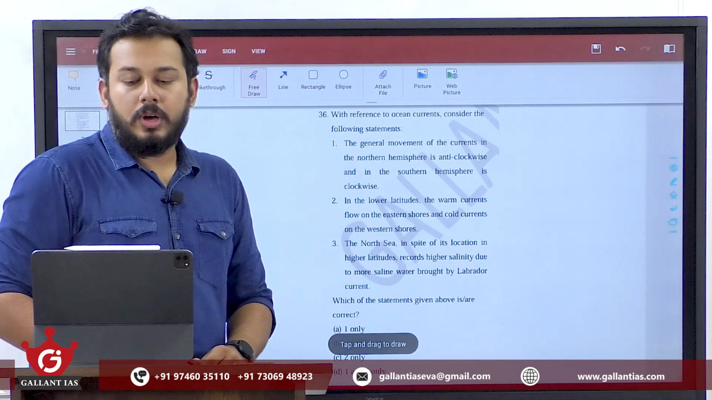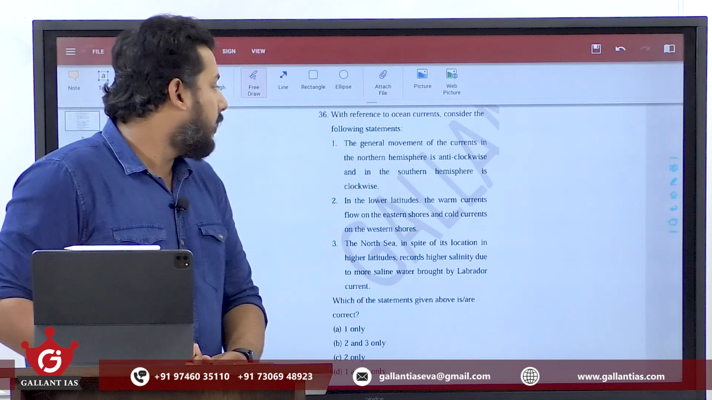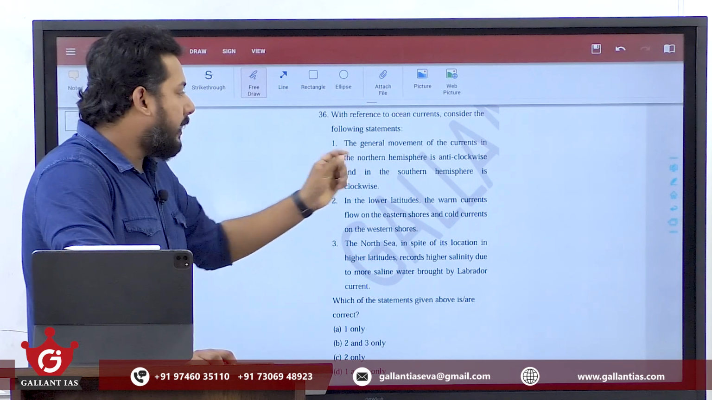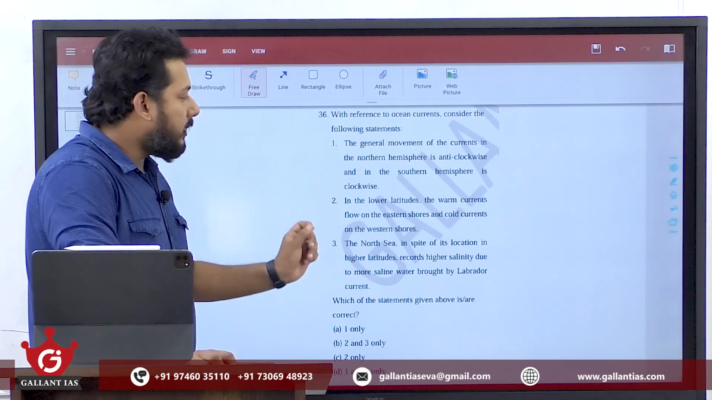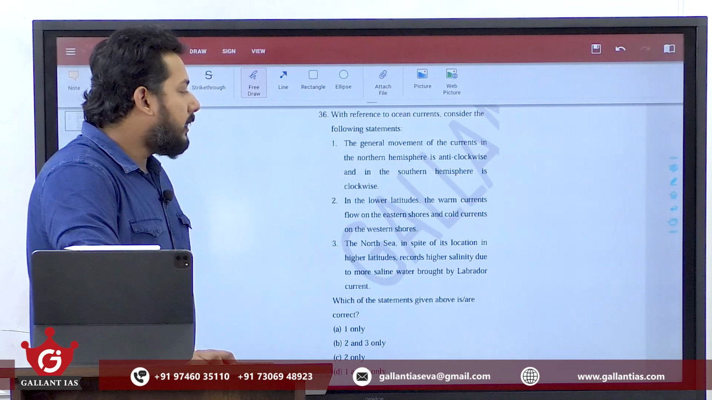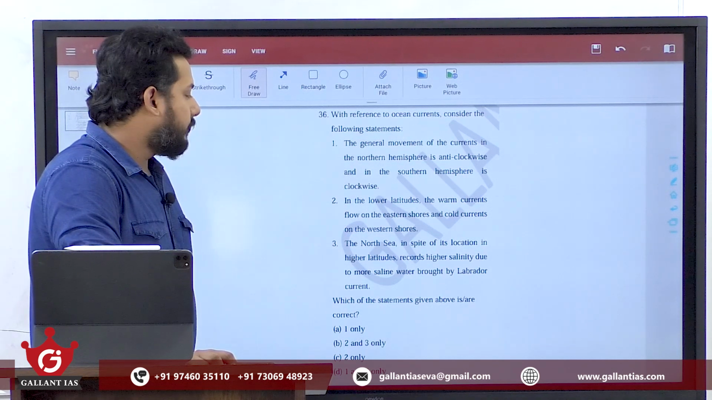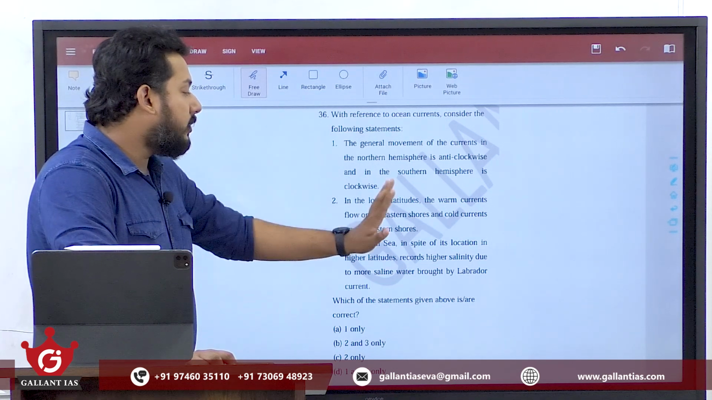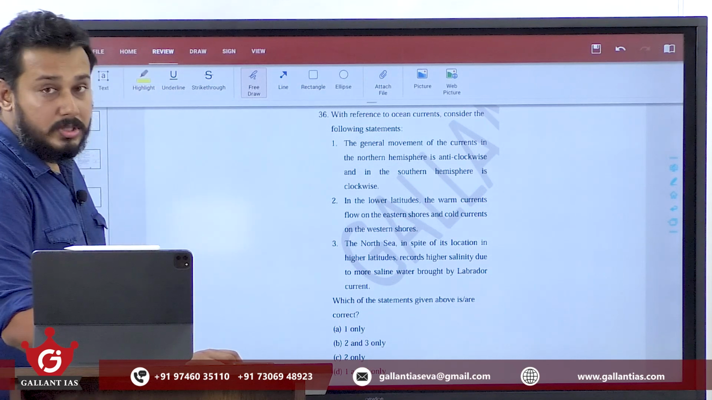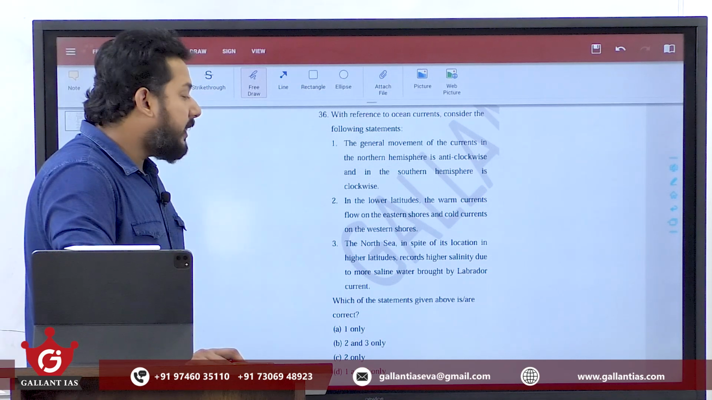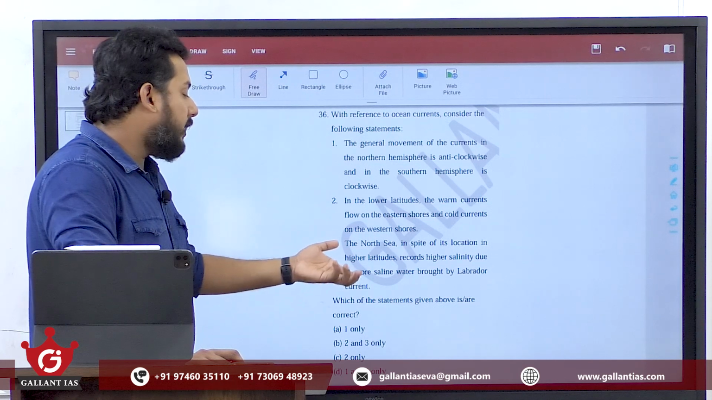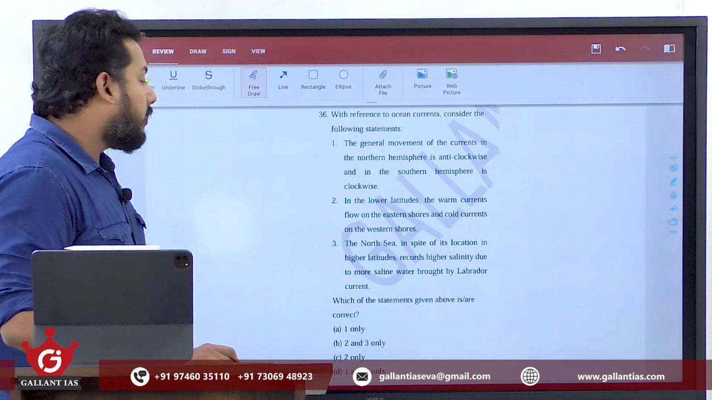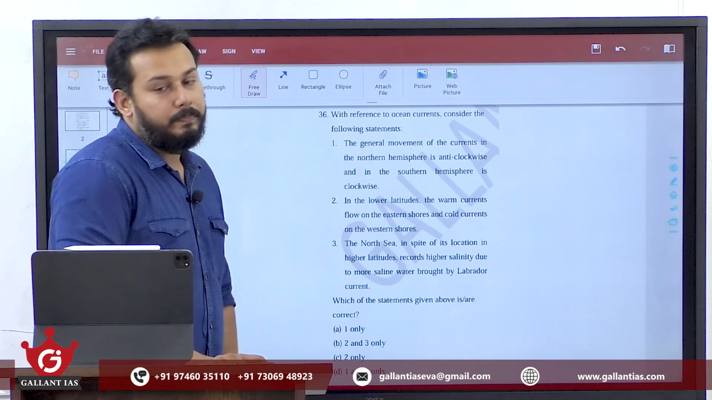With reference to the ocean currents, consider the following statements. The general movements of the currents in the northern hemisphere is anti-clockwise and in southern hemisphere is clockwise. In the lower latitudes, warm currents flow on the eastern shores and cold currents on the western shores. The North Sea, in spite of its location in higher latitudes, records high salinity due to more saline water brought by Labrador current.